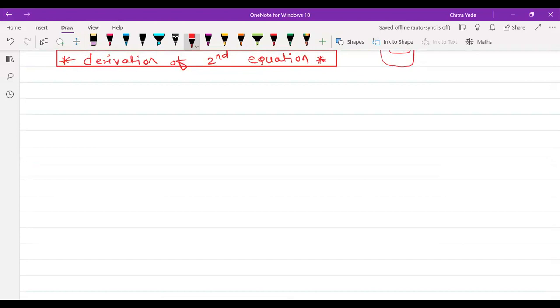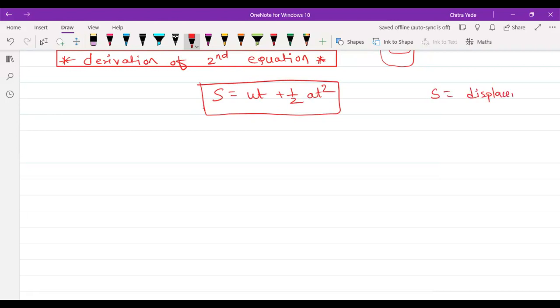Now, any doubt? No, sir. So we'll move further then? Yes, sir. Now we will discuss the second equation of motion. So the second equation of motion is S equals to U T plus half of A T square, that we had to derive. Here S is what? Displacement. U is what? We already discussed. Initial velocity.